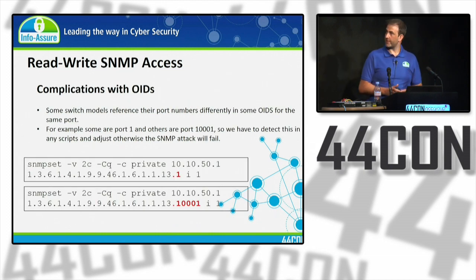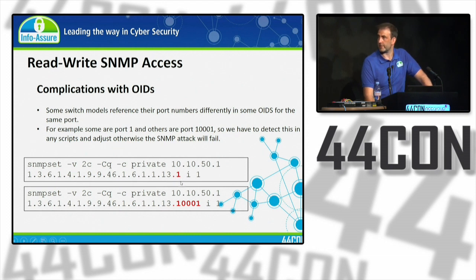There are also a few more complications I found when I was doing this research. Some of the Cisco OIDs on the same device respond differently to the actual port number. So port 1 here is one OID, but it could be referred to as port 1, or it could be 1001, and this is on the same device. This is really annoying if you're trying to script something up.